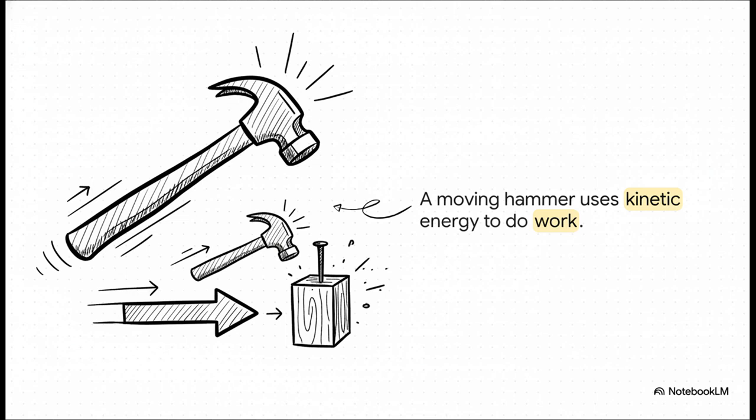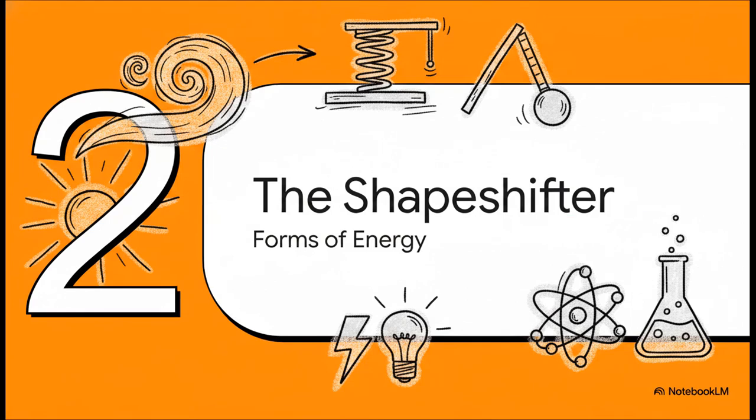If you use a heavier hammer, so you're increasing the mass, or if you swing it a lot faster, increasing the speed, you generate exponentially more kinetic energy, driving that nail way deeper. That is EK = 1/2 mv² in pure action. Section 2. The ultimate shapeshifter.